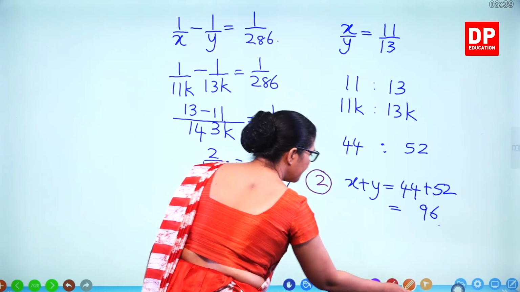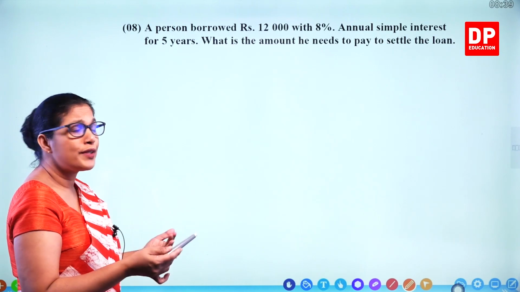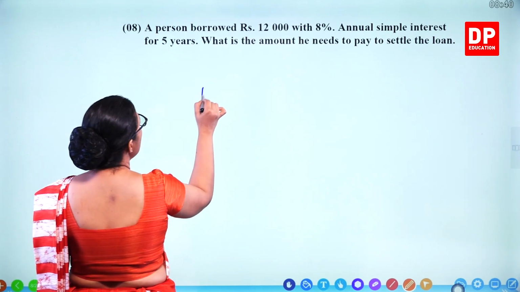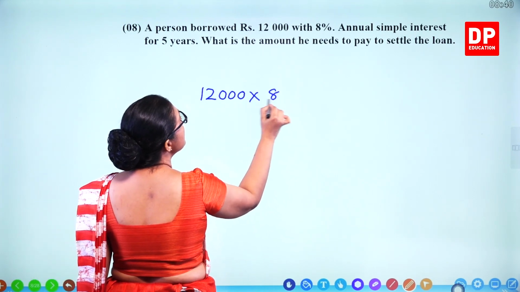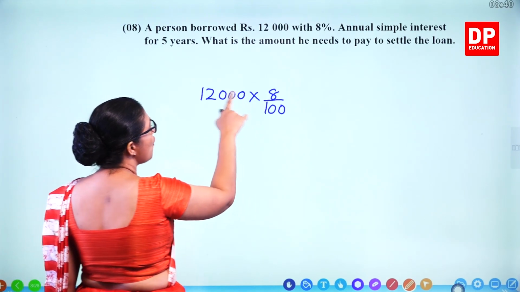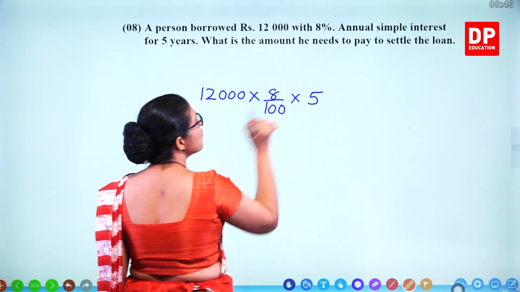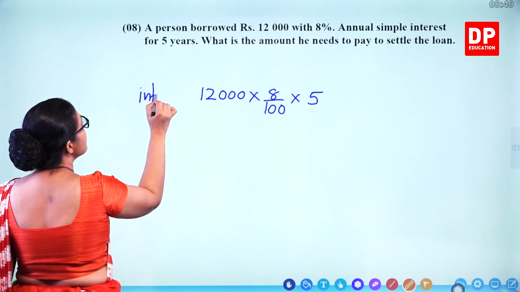Question number 8. A person borrowed 12,000 rupees at 8% annual simple interest for 5 years. What is the amount he needs to pay to settle the loan? That means the whole thing. So 12,000 rupees, 8% value. This is for 1 year. For 5 years, you have to pay this amount of interest. So the interest is that.